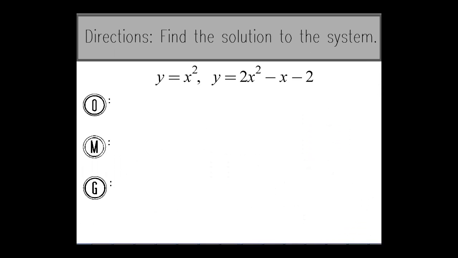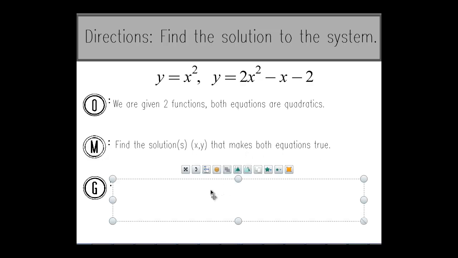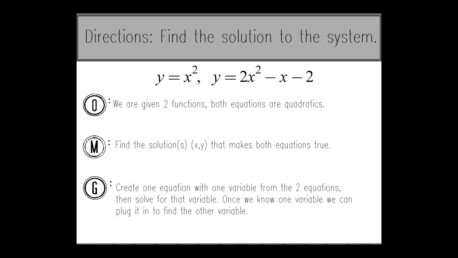The equations we're given are y equals x squared and y equals 2x squared minus x minus 2. We observe for this one that we have two functions. Both of these are quadratics. We need to find the solutions. That is our mission, that make both equations true. Our game plan for this is to create one equation with one variable from the two equations, then solve for a variable. Then once we have that variable, we can plug it in and solve for the remaining variable.